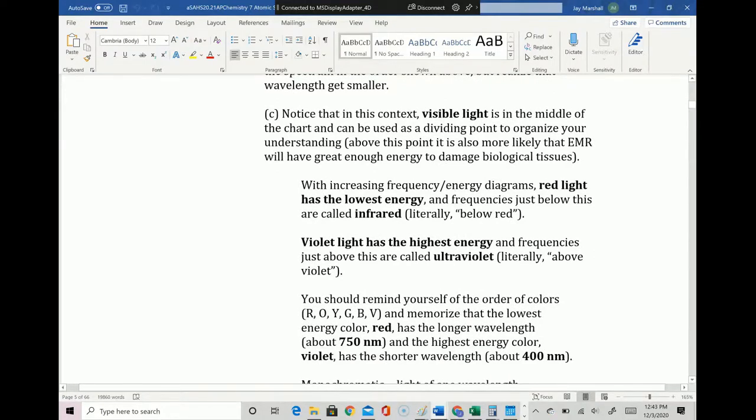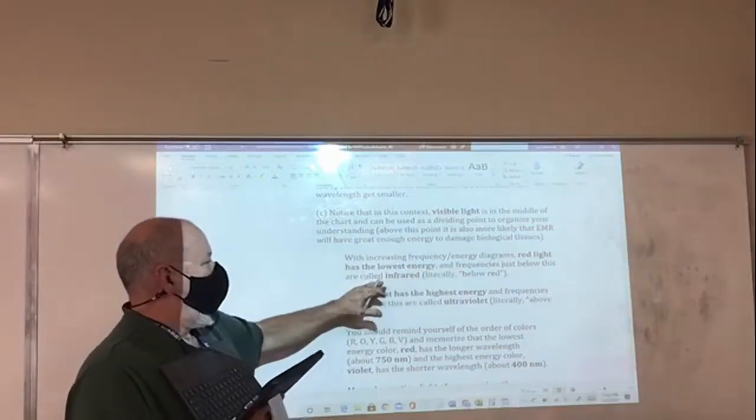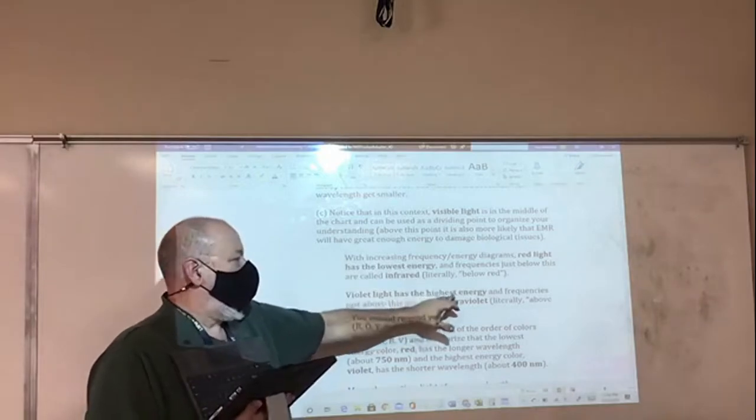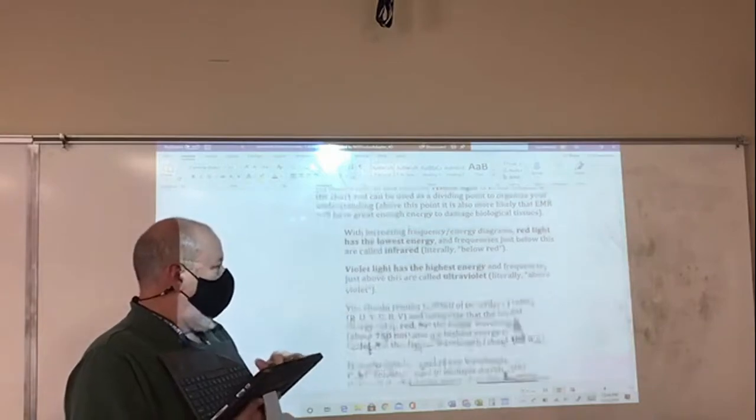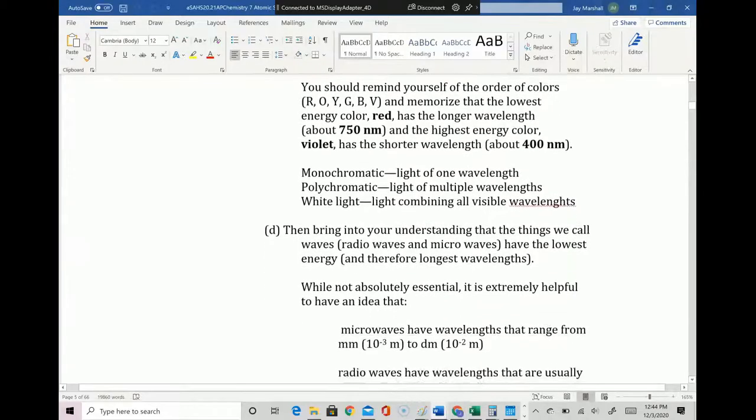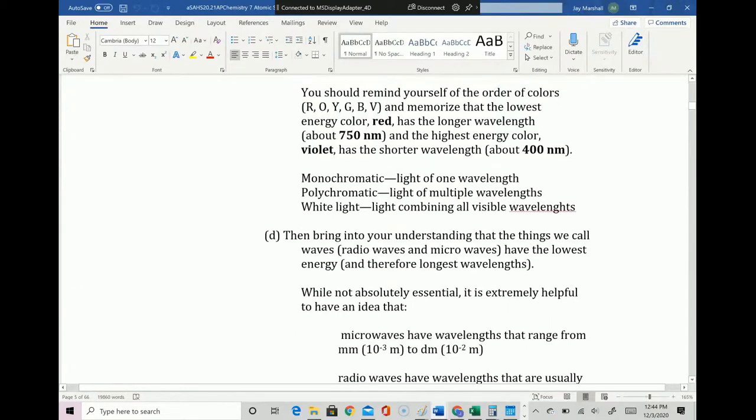Also notice visible light's in the middle of the chart, and that's our reference point, right? Above this point, it's also more likely that electromagnetic radiation will have enough energy to damage biological tissues. With increasing energy and frequency, red light has the lowest energy, and frequencies just below this are infrared. Violet has the highest energy in visible light, right? And frequencies above that are ultraviolet. We remind ourselves of the colors, and 750 is red and 400 is violet.